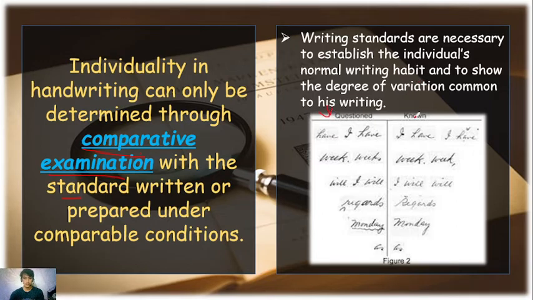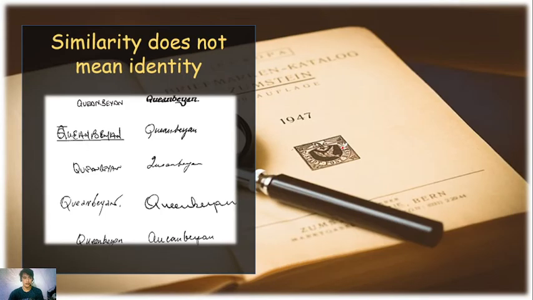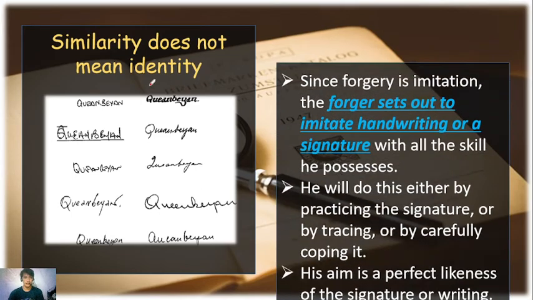So let's say here the illustration, you have the known and then the question. So we are going to look at and compare these two. So malalaman natin yung individuality, or we can determine if that is the same, or if that is not the same, or that is not written by the same person or a single person. Okay, so with that, that is for this principle. So comparative examination is needed, and similarity does not mean identity also.